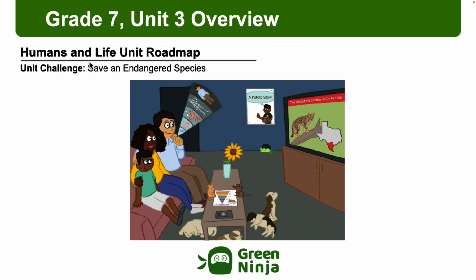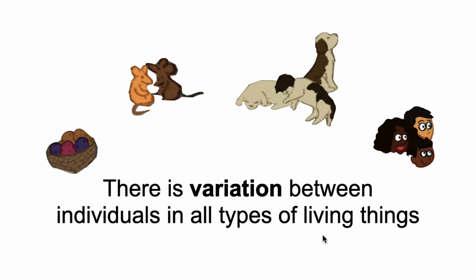Welcome to the Humans and Life unit. This unit is all about what makes organisms look different and how they work. There's of course variation between individuals in all types of living things, plants, animals, and people. But what causes these differences?